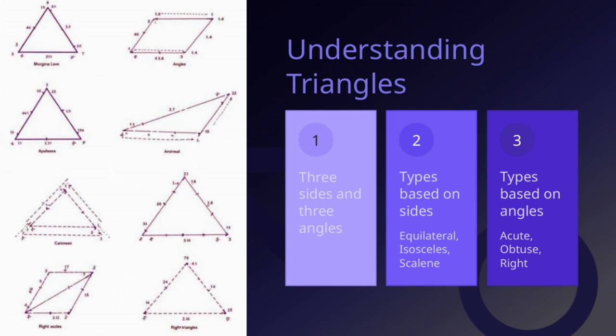Finally, every triangle has three sides and three angles. This fundamental fact underpins all their properties and classifications. Understanding these basic features helps us see how different triangles relate to each other and how their sides and angles influence their shape and size. By grasping these classifications, we build a solid foundation for exploring more complex geometric concepts.